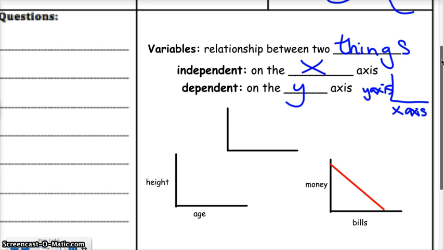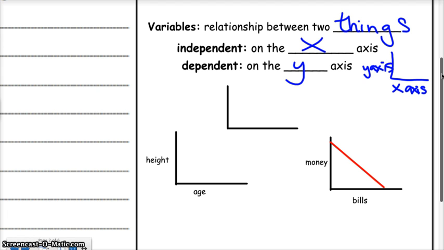Dependent variable is on the y-axis. Okay? Independent x-axis, everything relies on the independent one. Okay, so again, this would be independent. And this would be dependent. And they are all variables, things. Variables is the things they're relating.